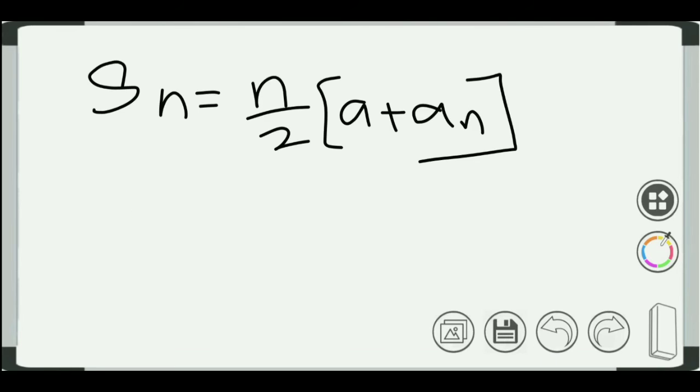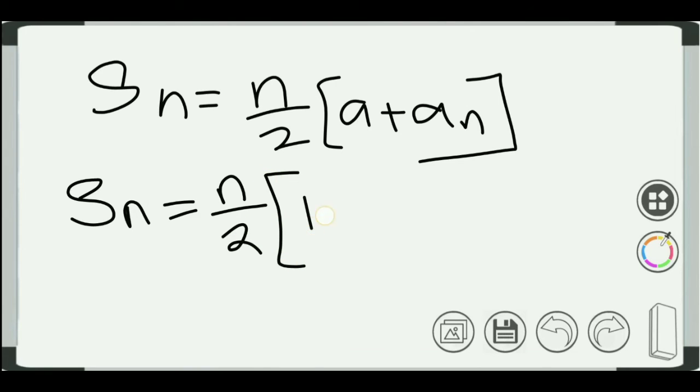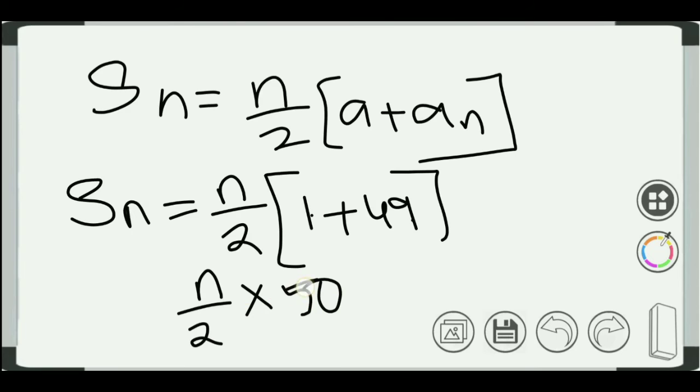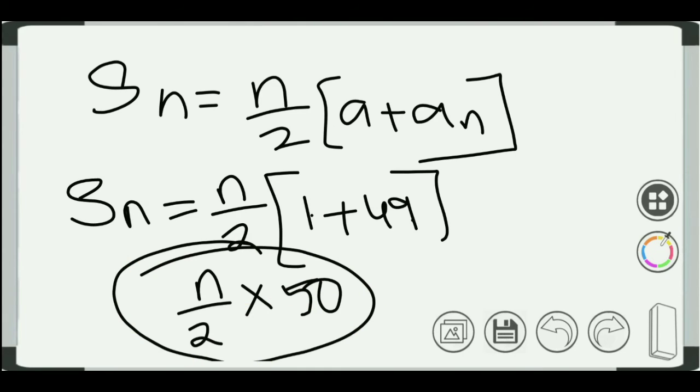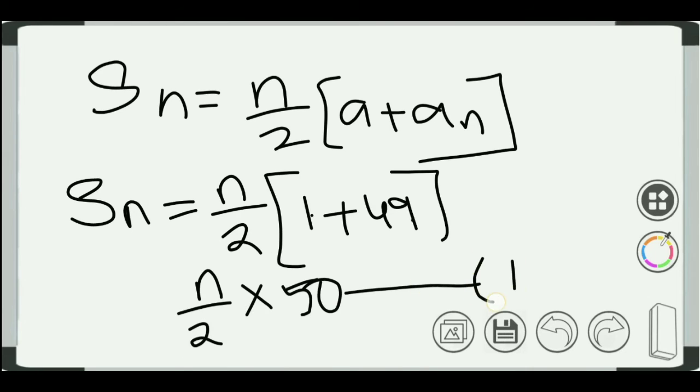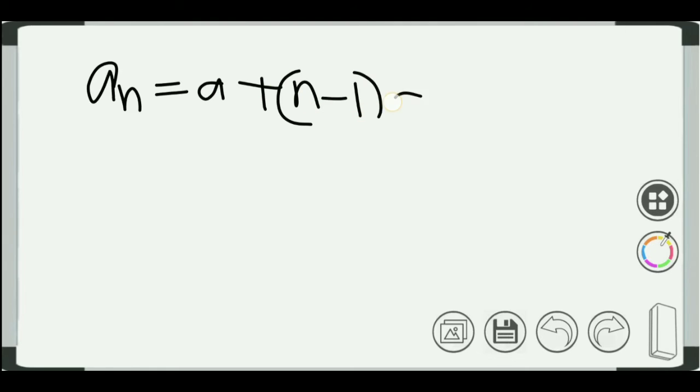See, if you want to do this, you need to know the value of n. So wait, we will substitute other values. Sn = n/2 into, what is a? 1, an 49. So n/2 into (49 + 1), 50. Now if you need to solve this, you need to get the value of n. You keep this there as equation number 1. Now we'll find the value of n and substitute here, then we'll find Sn. To find the n value, you will substitute those values in the an formula: an = a + (n - 1)d.